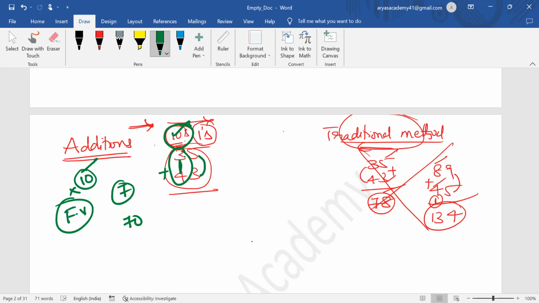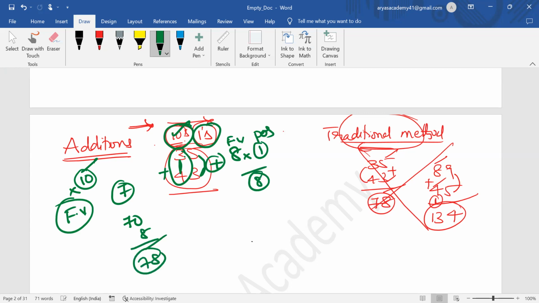Then we have 5 and 3. If you add them, 5 plus 3 is 8. And the position is what? 1. 8 is the face value multiplied by position 1. 8 ones are how much? 8. If you add this, you will get 78. You might think that this is very convenient and very easy. This is being lengthy because I am trying to explain to you what it is.